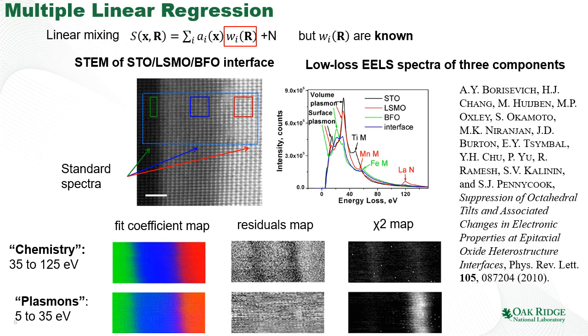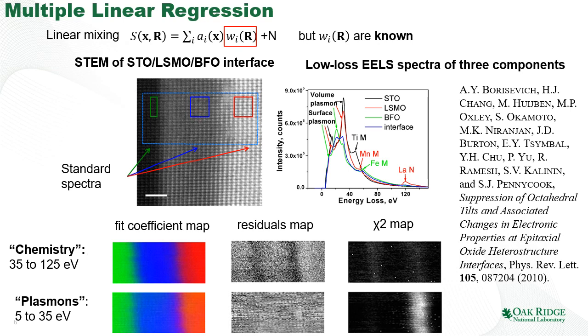What is unusual is that if you look at the different frequency range corresponding to the energies from 5 to 35 electron volts, this is a very interesting energy range because it corresponds to the plasmons in this system. And in this case, you start to see that the error map starts to show some anomaly at the grain boundary, at the interface between the LSMO and the BFO.